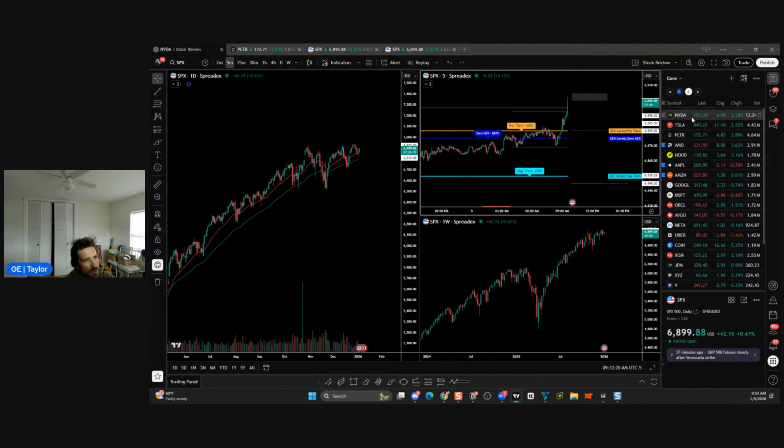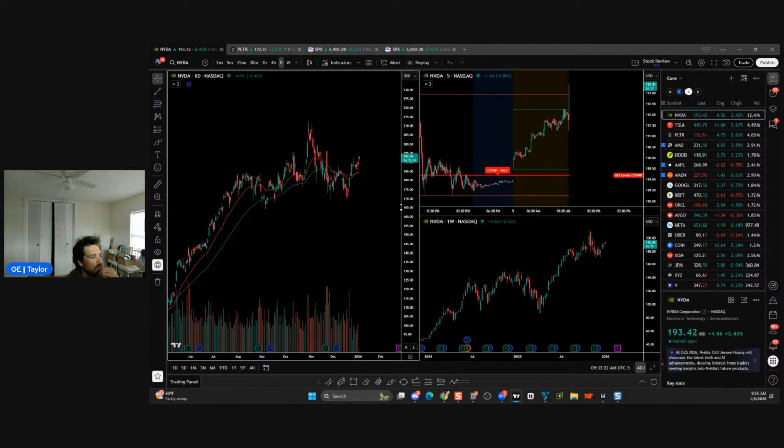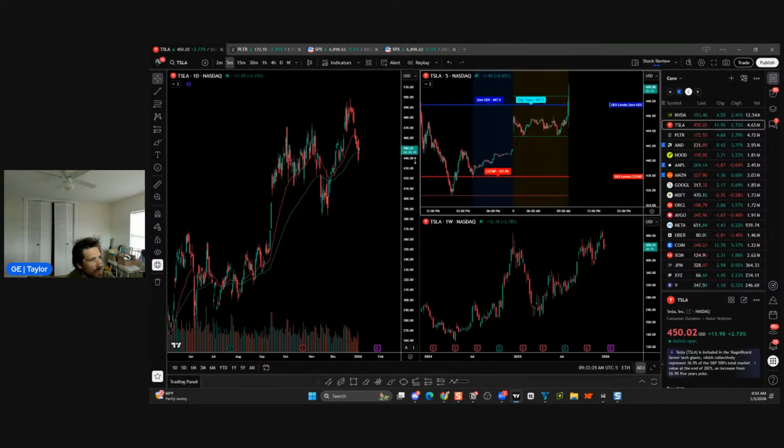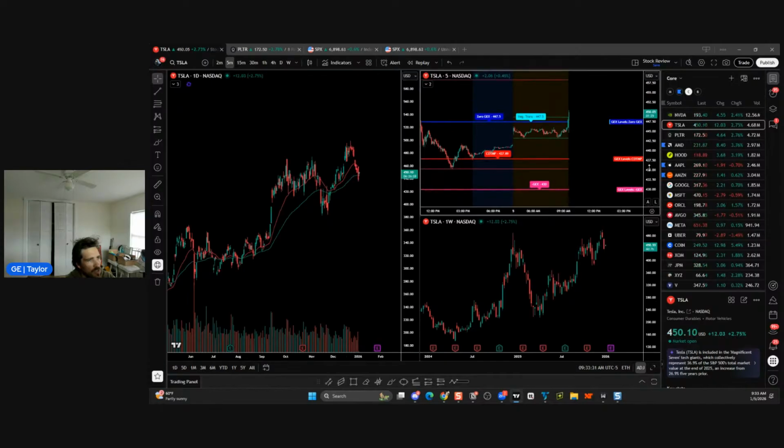Let's look at some core stocks here. You've got NVIDIA, trading well here, a nice gap up. Tesla is trying to get above 0 GEX, trying to get above N-Trans.